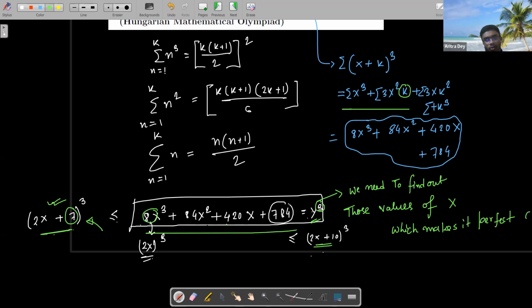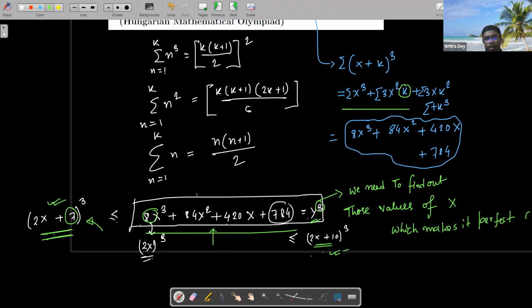You also need to be careful about these portions, because if it is too large, taking 2x plus 8, you can find some problem. But 2x plus 7 is basically safe to take. No chance that this particular thing will be smaller than this. So it is very safe. And similarly, this is also a very safe thing to take.